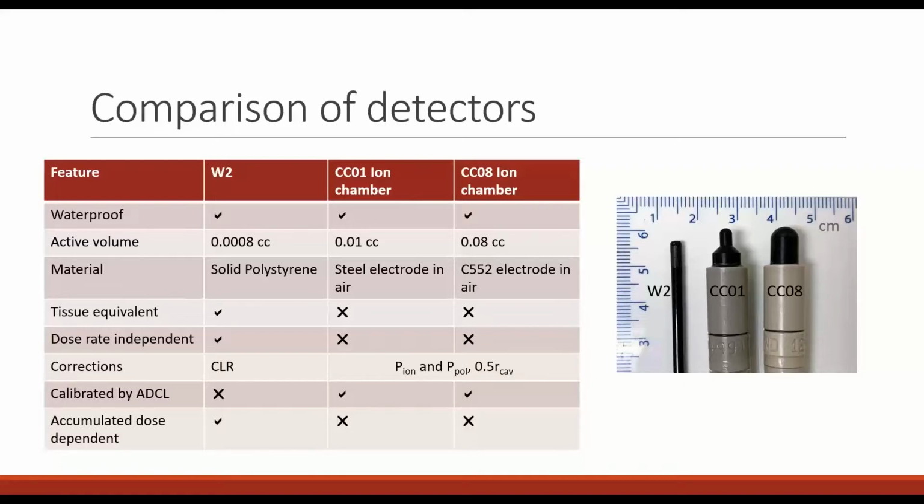Due to the lack of recombination effects, we would hypothesize that the W2 is dose rate independent and only needs to be corrected for the Cherenkov light ratio, whereas the ion chamber has multiple correction factors that must be applied, including P-ion, P-polarity, and shifting the PDDs to an effective point of measurement. However, the W2 is not currently calibrated by the ADCL and must be cross-calibrated with the calibrated ion chamber for absolute dosimetry, and it does show a small dependency on accumulated dose at about 1% per 10,000 gray.